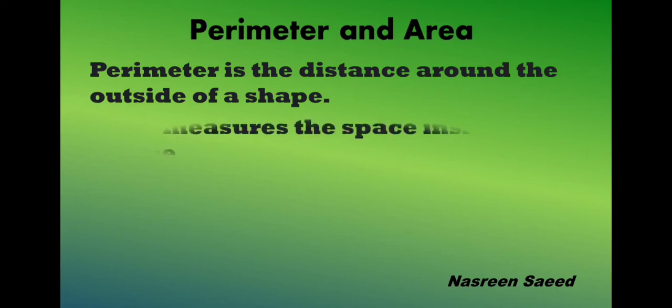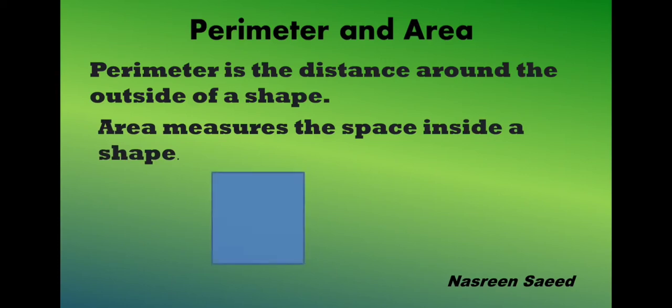Now what is an area? Area measures the space inside a shape. I'll explain you. Now if you see the square, all the 4 sides, all the distance around the outside of the shape, that is the shape or the boundary, the distance, that is the perimeter. And what is the area? Yes, the figure inside, that is the area, that is called the area.